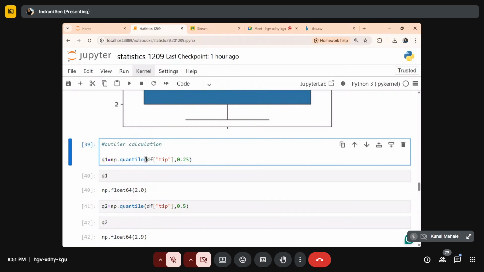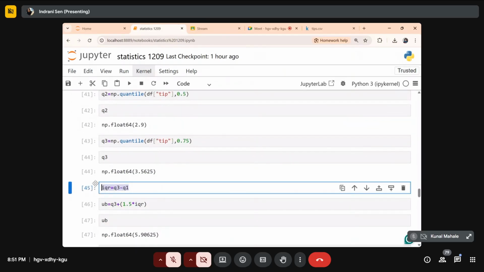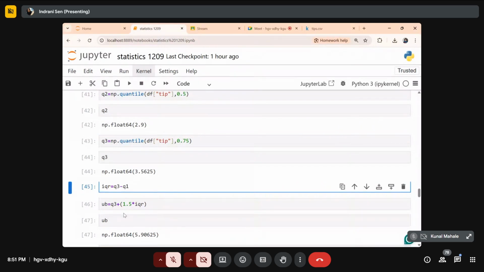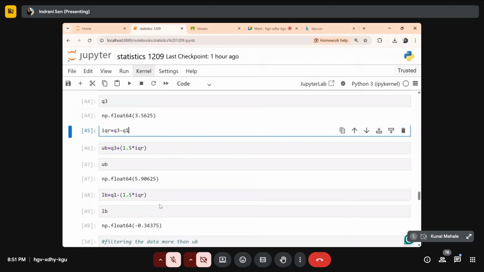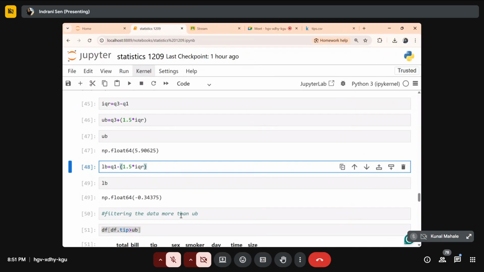And here I'm passing the column which is df tip, which I just told you that any column has to be referred like this. Data frame is the name of the table which you have imported. And here I'm giving Q1, which means that it is the 25 percentile of your data. Then we have Q2, which is the median, the 50 percentile of your data. And then Q3 is the 75 percentile of the data. And then we calculate the IQR, which is Q3 minus Q1. Upper bound is Q3 plus 1.5 multiplied by IQR. And lower bound is Q1 minus 1.5 multiplied by IQR.